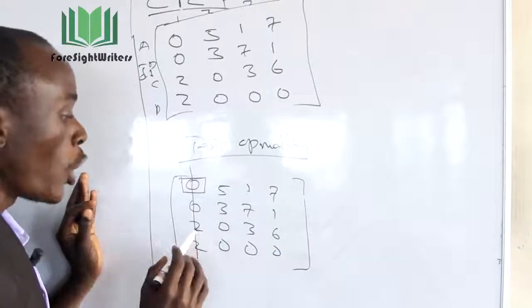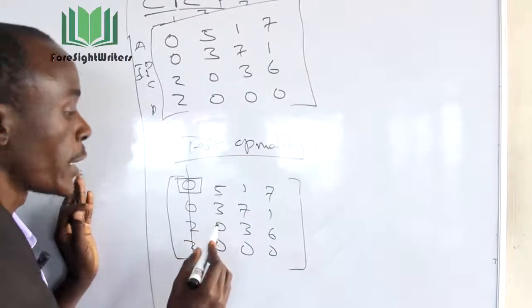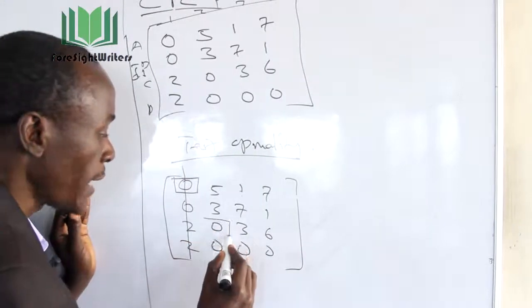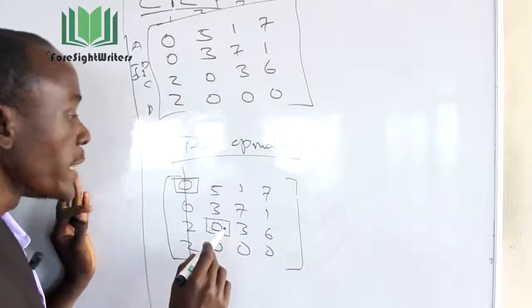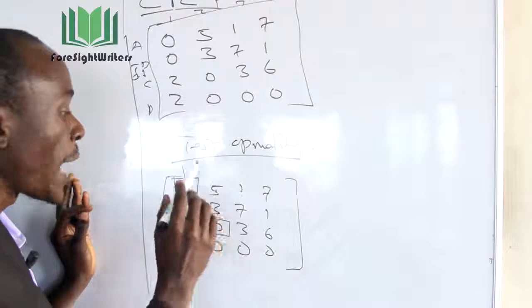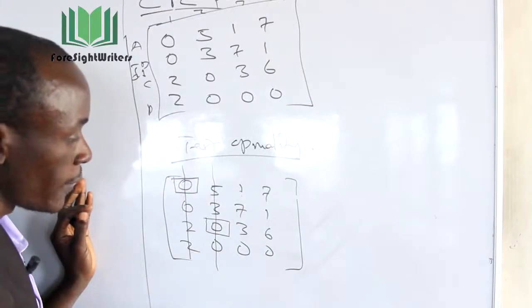Okay, I come to row 3. Row 3, I have 0, 3, 6. So this 0 is unique in this row, so I will assign here. I will assign this because it's a unique 0. Once I've already done that, the column to where I've assigned becomes deleted, like this. Okay, so that's what I've already done.